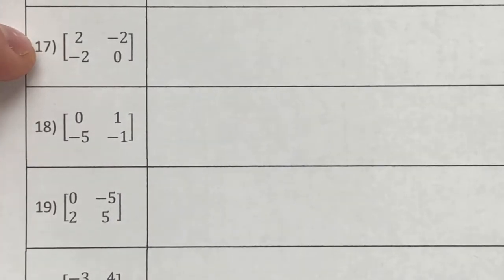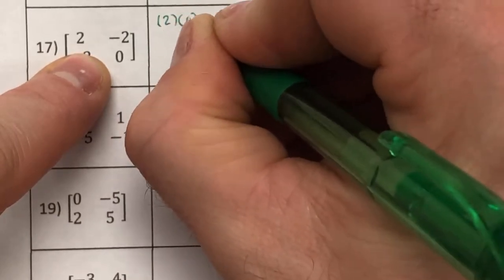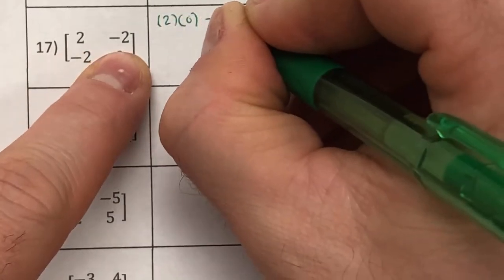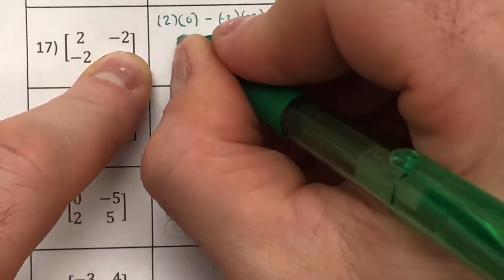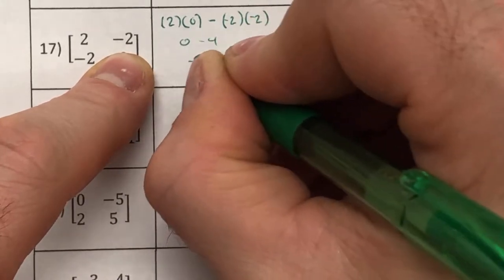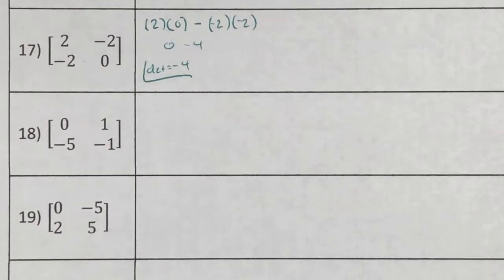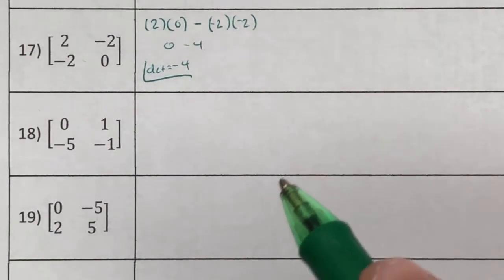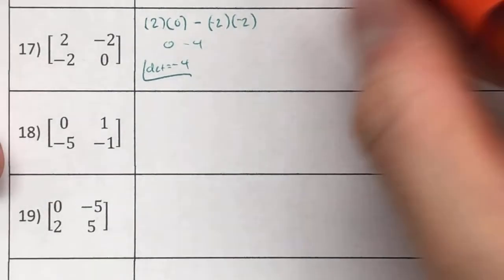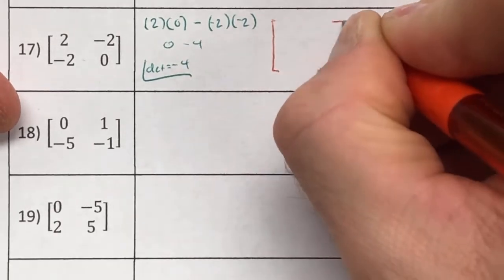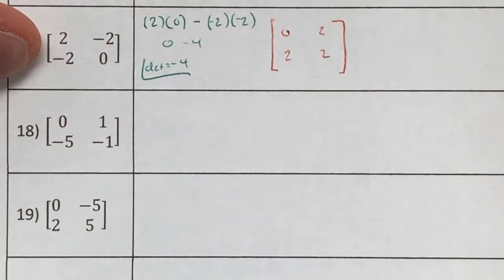On number 17, we're finding the determinant. So AD, 2 times 0, minus -2 times -2. So 0, that's a positive 4. So if my determinant is a negative 4, what that means is the scale that I'm going to be multiplying this by is a reciprocal of that, a negative 1/4. But our next step is to go ahead and do the change and swap. So I'm going to take this and swap these two, so 0 and 2, and then change those to a positive 2 and a positive 2.